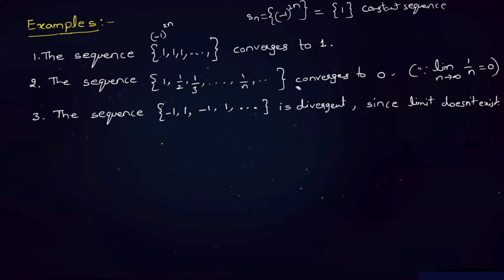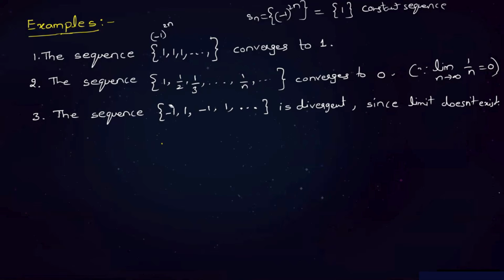When n approaches infinity, as we know, when the denominator increases, we'll definitely get that value towards 0. As n approaches infinity, all the numbers in this sequence approach 0. That's how we say the sequence has a limit and it is 0. That's how we say the sequence converges to 0. This is because the sequence of numbers 1 by n approaches 0 as n approaches infinity.